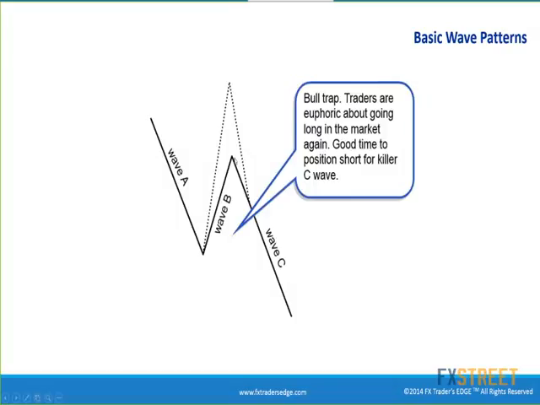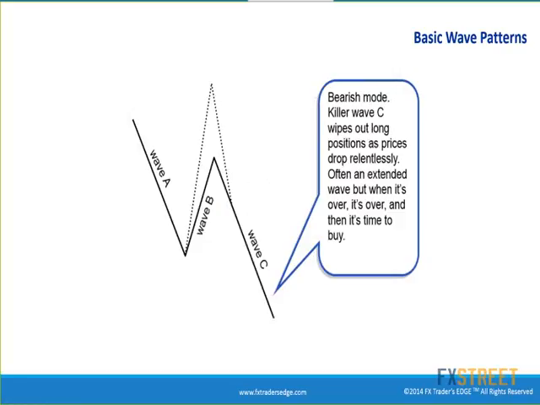This is the corrective sequence. In fact, this is the wave C. It's called the killer wave C, and this is terrific for identifying a move down of the magnitude of the wave 3. So this is called the killer wave C. It wipes out the long positions as prices drop relentlessly. It's often an extended wave, but when it's over, then it's time to buy.